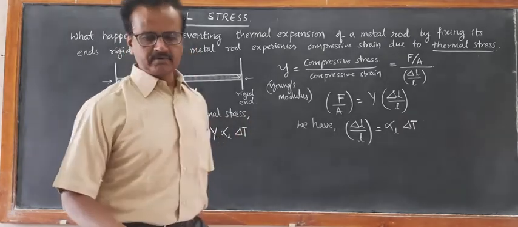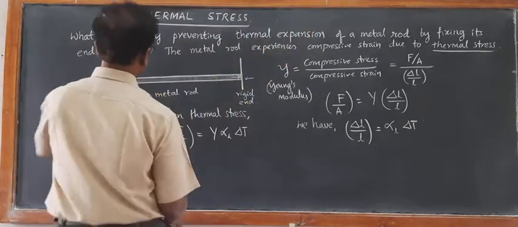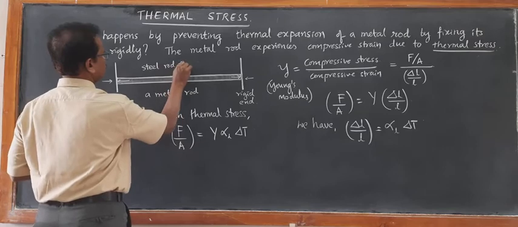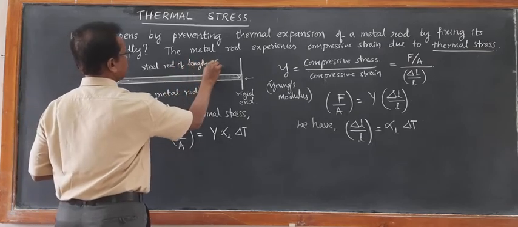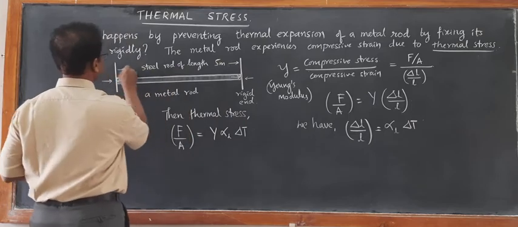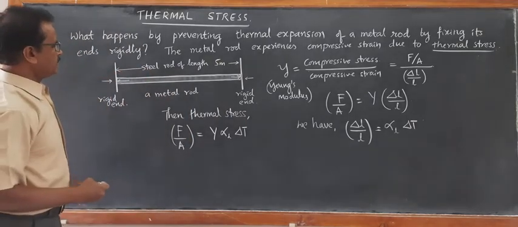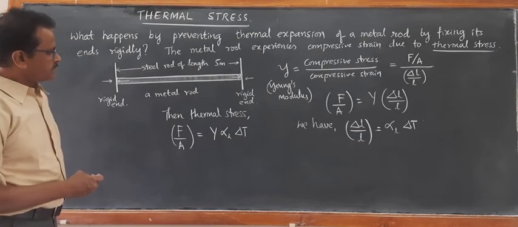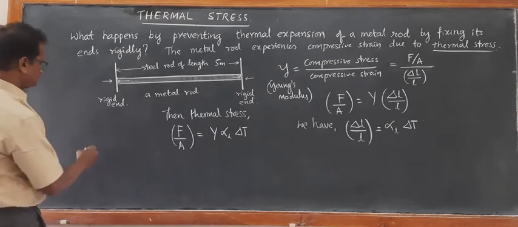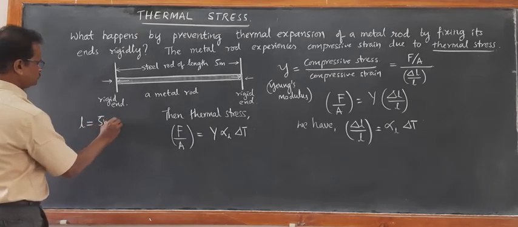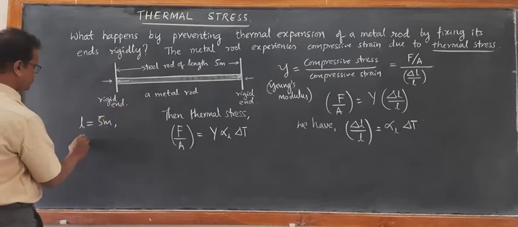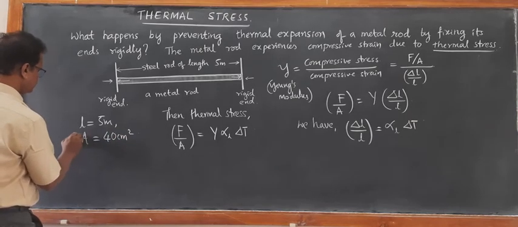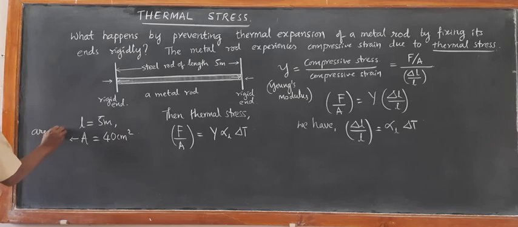Let us consider an example. Consider an example of a steel rod of length 5 meter, right? And its temperature is raised by 10 degrees Celsius. Length is 5 meter, and let us say the area of cross section is 40 centimeter square, where A is the area of cross section.